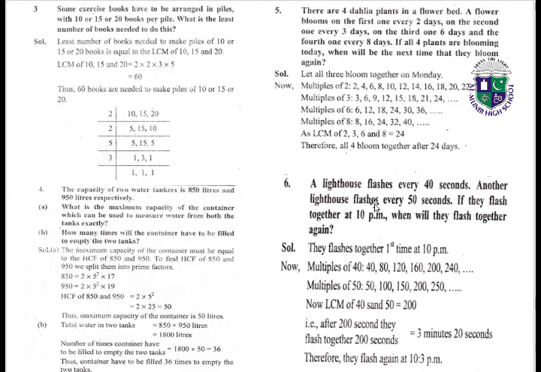Question number 6. A lighthouse flashes every 40 seconds, another lighthouse flashes every 50 seconds. If they flash together at 10 p.m., when will they flash together again? They flash together the first time at 10 p.m. Multiples of 40: 40, 80, 120, 160, 200, 240. Multiples of 50: 50, 100, 150, 200, 250, and so on. Now the LCM of 40 and 50 equals 200.